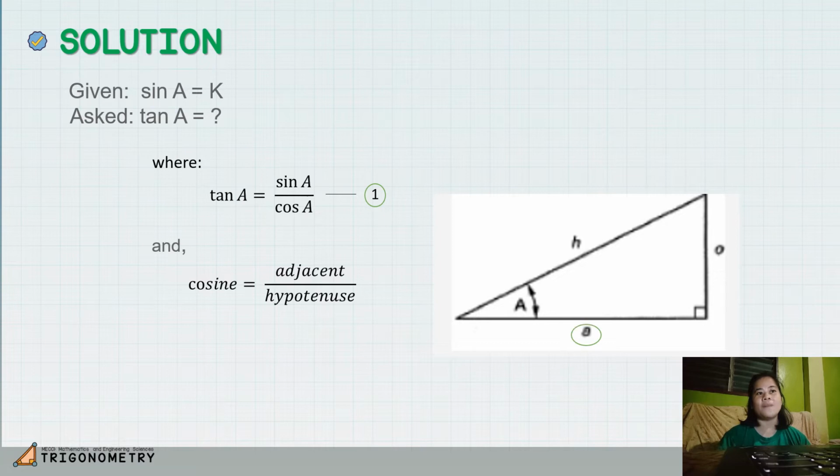From the right triangle representation, we can say from the basic trigonometric function SOHCAHTOA that cosine is equal to the adjacent over the hypotenuse. So we can say that cosine of angle A is equal to A side over the H side. This would be our equation number 2.